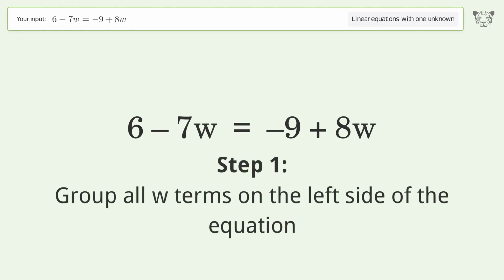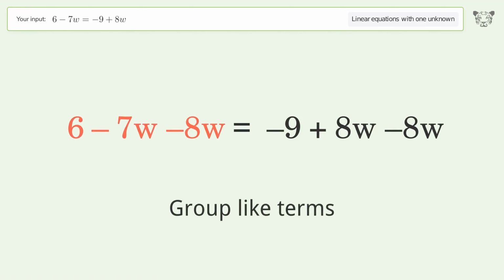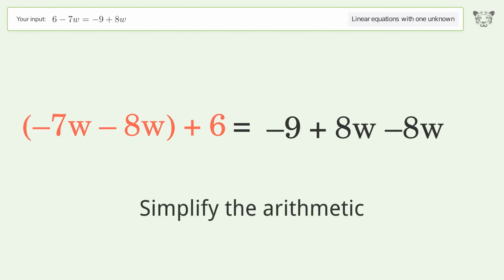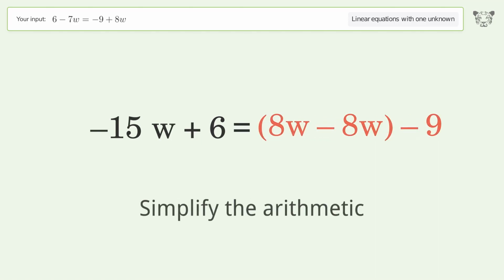Group all w terms on the left side of the equation. Subtract 8w from both sides. Group like terms. Simplify the arithmetic. Group like terms. Simplify the arithmetic.